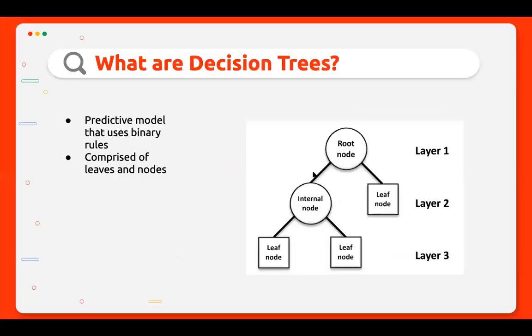And so today we'll be first learning about decision trees. So decision trees are similar to a flowchart, which is like the easiest way to put it. And the correct definition is that decision trees are a predictive model that uses binary rules, and they're comprised of leaves and nodes. So if we look on the diagram, we can see that there are the root nodes, which are at the end, and that is all of our data.